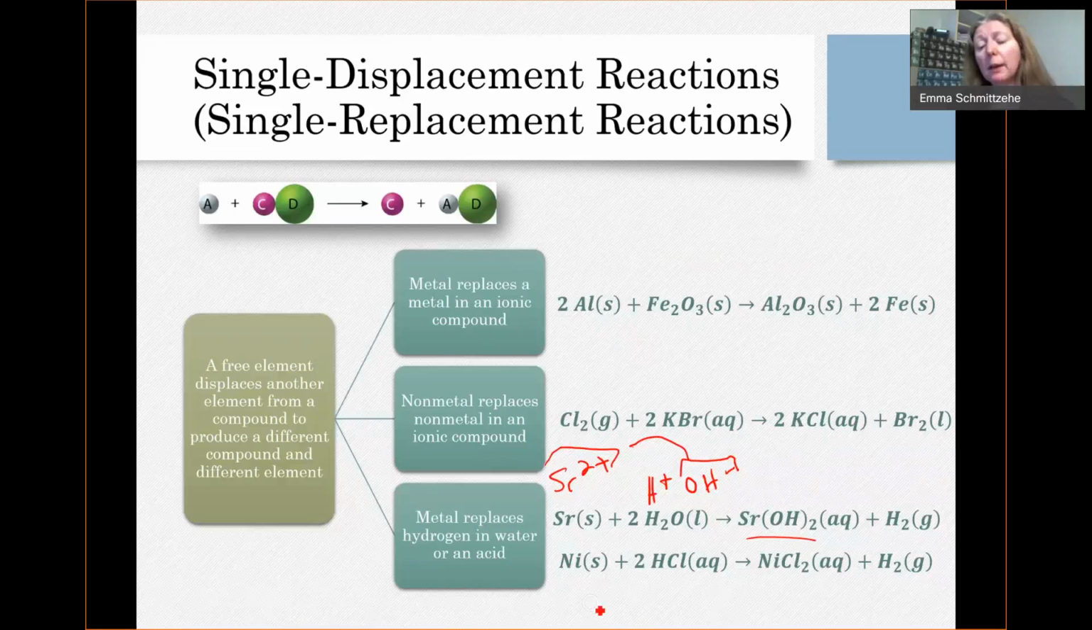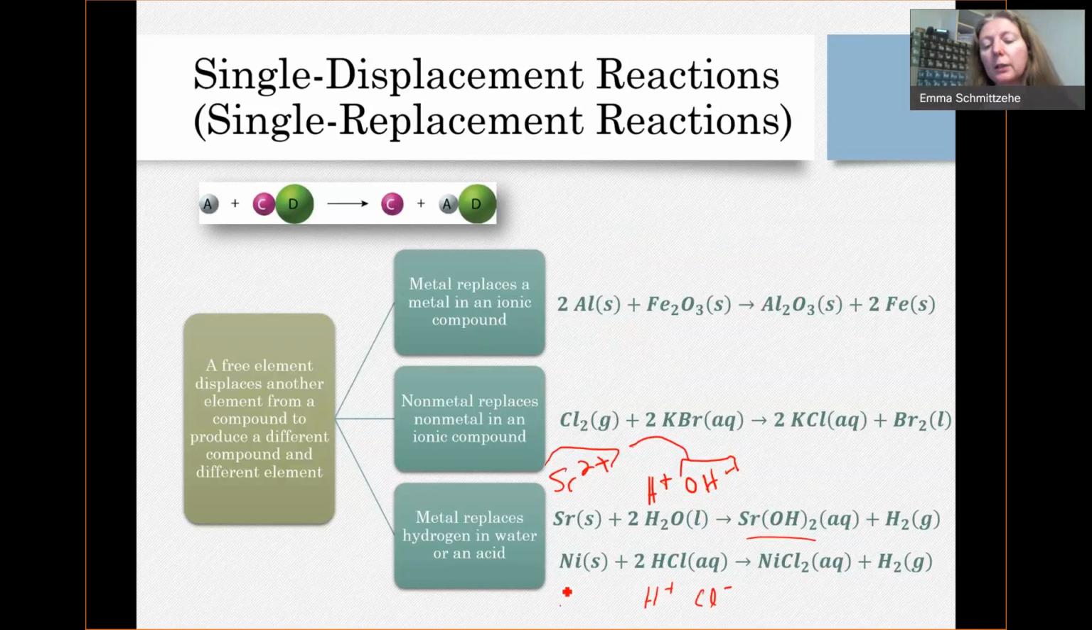Then we have metals reacting with acids. When it reacts with an acid, it's going to do similar. So the acid, remember, splits up into H plus and then some anion, in this case Cl minus. So the nickel is going to replace what it is similar to. So nickel can form a cation like the hydrogen. So nickel is going to replace out that hydrogen.